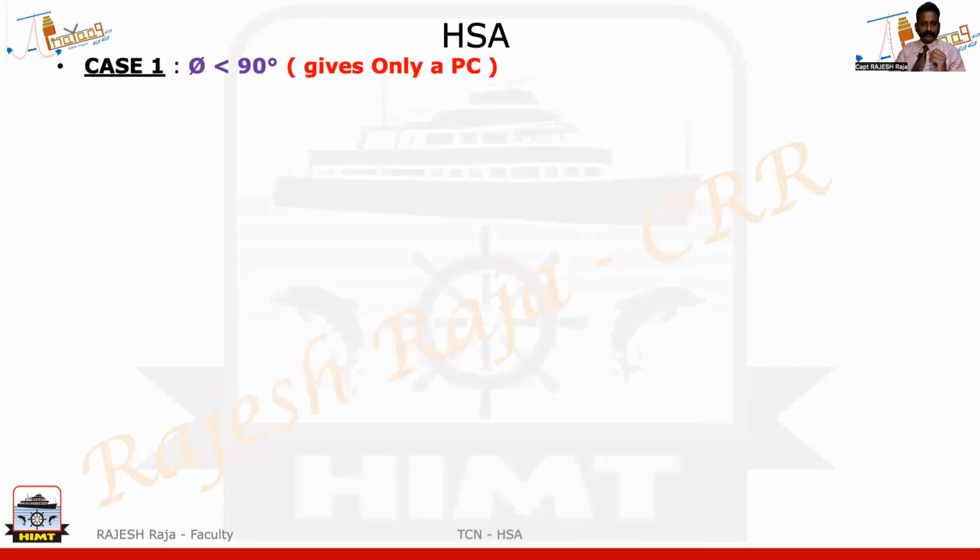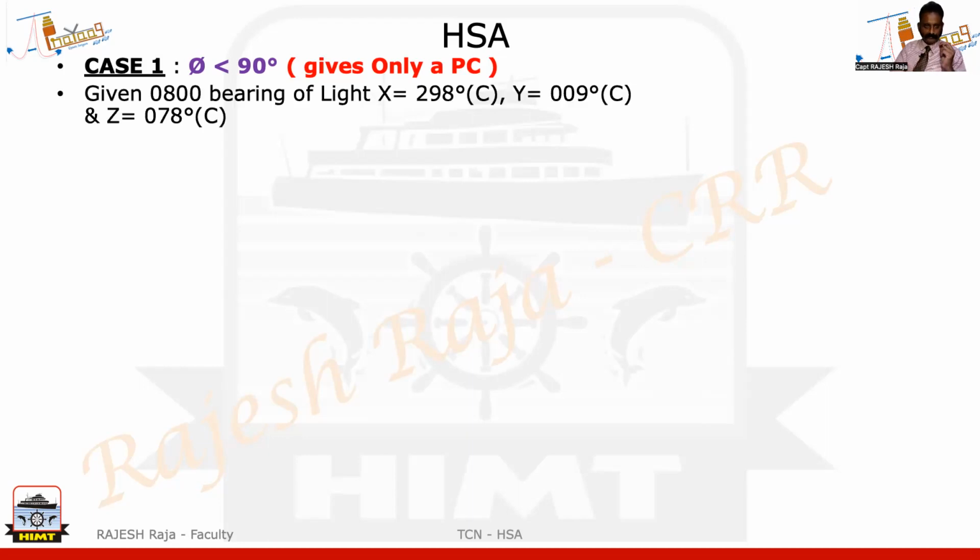Let us go into this case one, which I call theta is less than 90. I've just given you a small clue. It gives me only one position fixing tool, which is a position circle. So two sets of lights gives me one horizontal angle, and one horizontal angle gives me one PC as far as the angle is less than 90 degrees. So let us go into this particular question.